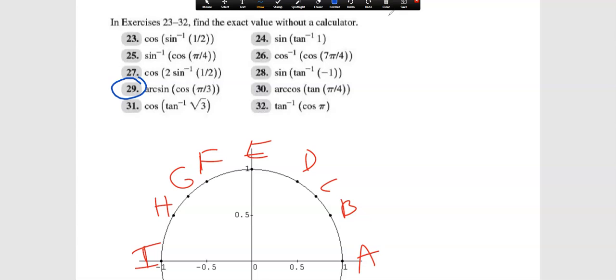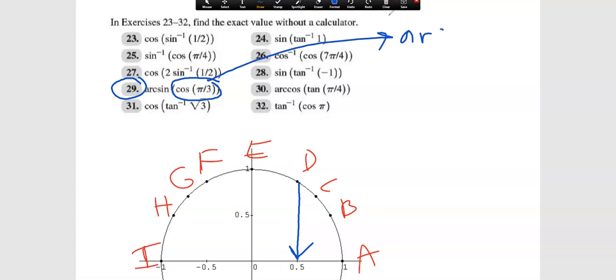Okay, cosine pi over 3. Which letter represents pi over 3? D, thank you. All right, so what are they asking me for here? Cosine. Is that the x value, the y value, or the slope? It's the x value. Do we know what that x value is? Yeah, but the more important question is, can we read it? Oh, gee whiz. I guess the answer is no.